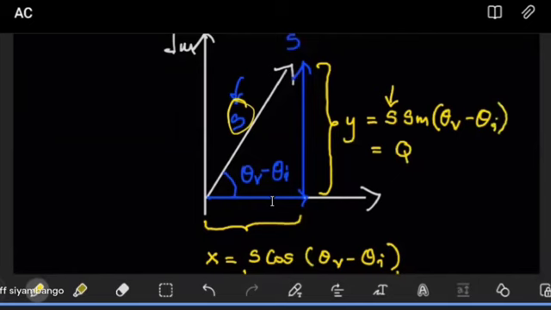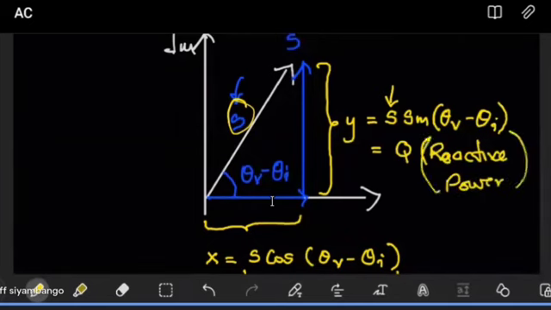Have you got that? Now, I keep saying imaginary. In most cases, this is actually referred to as the reactive power. So that is the reactive power. So we have the real part, which is P, and the imaginary part, which is reactive.